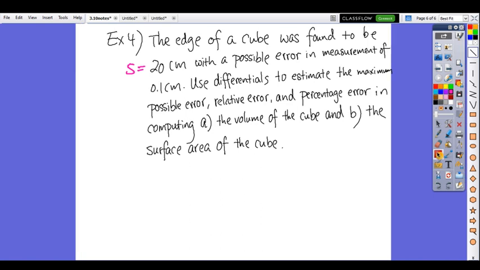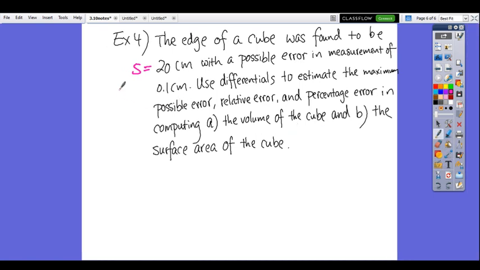Okay, so I don't have any three-dimensional object here, so maybe I should draw one. Let's say that we do have a perfect cube, like this. The side length is 20 centimeters. Again, if that's a perfect cube, that means all three sides have to be equal. So the height, the base, the length have to be exactly the same.